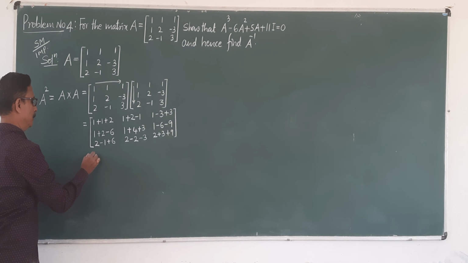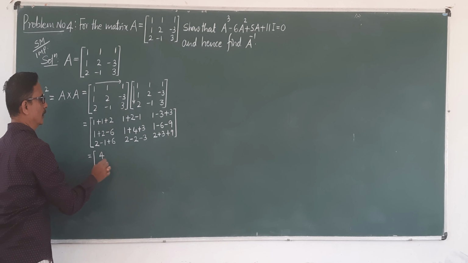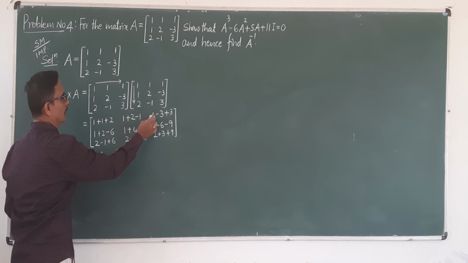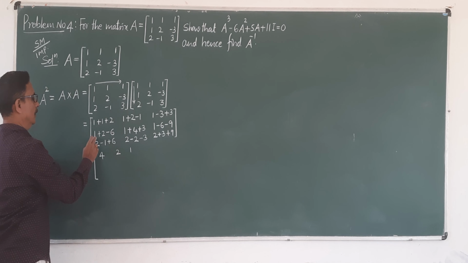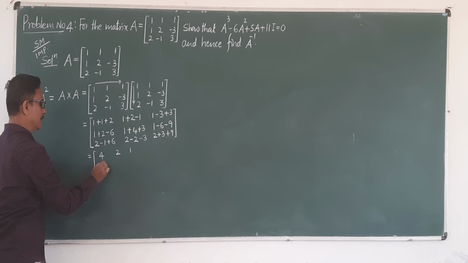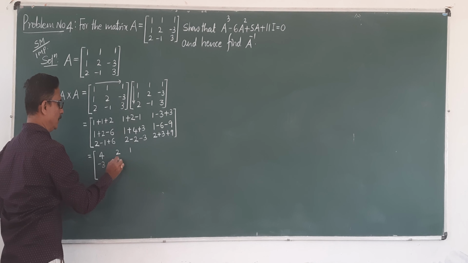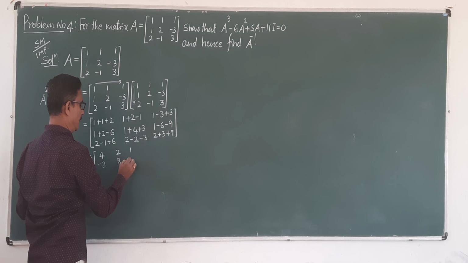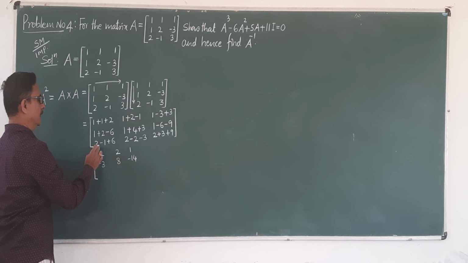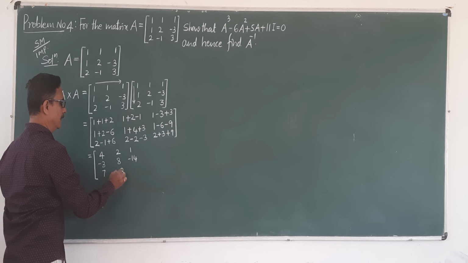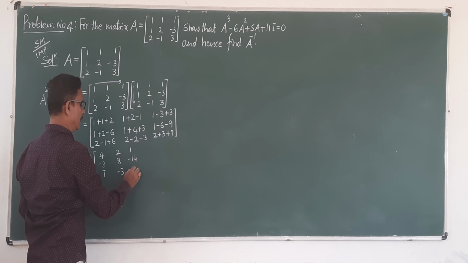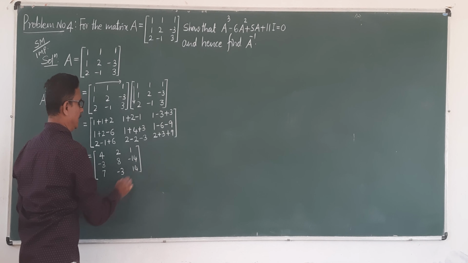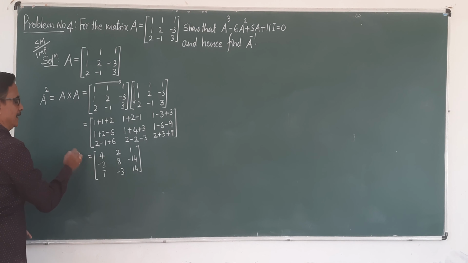Okay. Then simplify. A square is equal to 1 plus 1 plus 2, that is 4. 1 1 cancel, 2. Minus 3 plus 3 cancel, 1. 1 plus 2 is 3. 3 minus 6 minus 3 is minus 6. 1 plus 4 is 5, 5 plus 3 is 8. 1 minus 6 minus 5 is minus 10. Minus 9 is minus 14. 2 minus 1 plus 1 plus 6 is 7. 2 minus 2 plus 3 is 5, 5 plus 9 is 14. This is A square matrix.